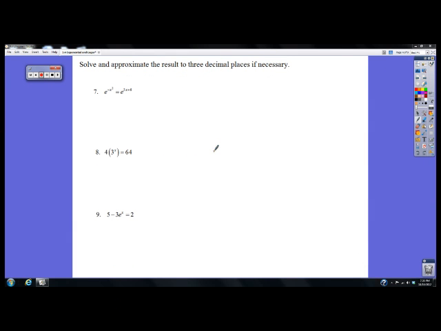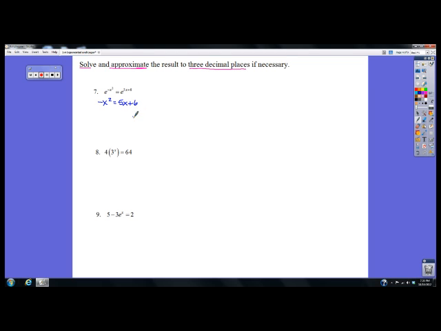Now with this section, from here on out, we are going to solve, and we will approximate to 3 decimal places if necessary. So we will calculate these as far out as we can using the calculator, estimating, rounding when appropriate. So for number 7, if you look at the way this is set up, we have e to an exponent equals e to another exponent. This is ready to go with our one-to-one property. So I can basically ignore the e's and set my exponents equal to each other.